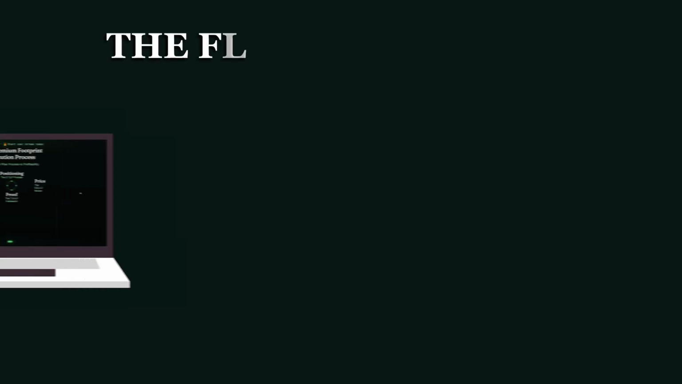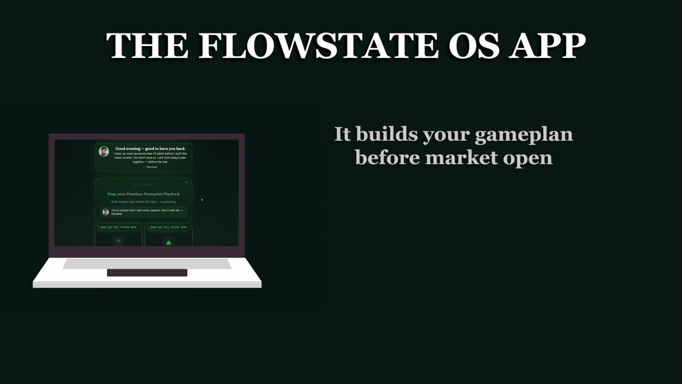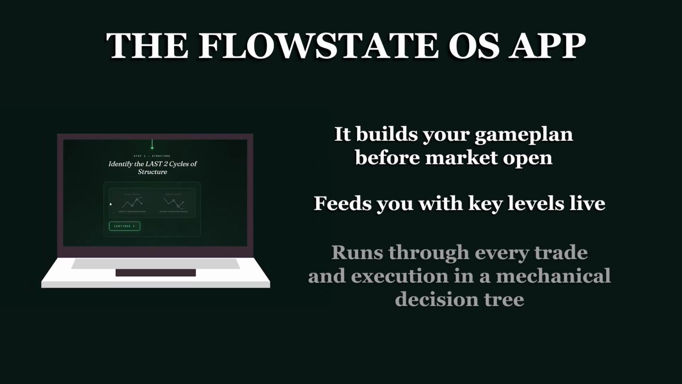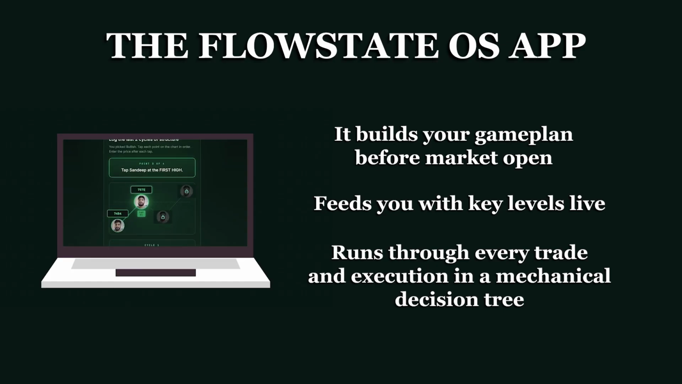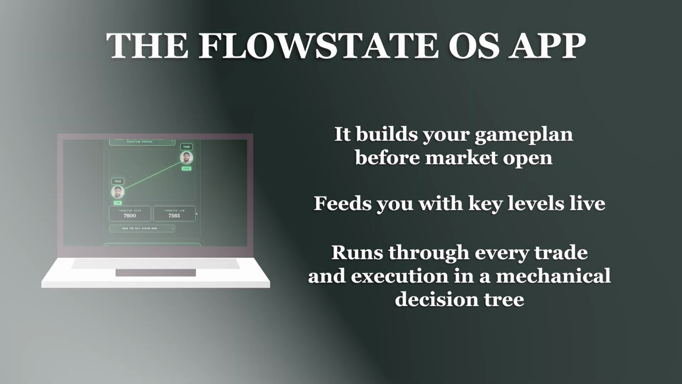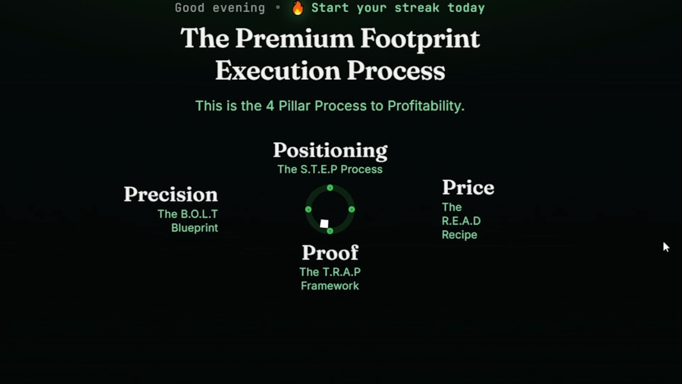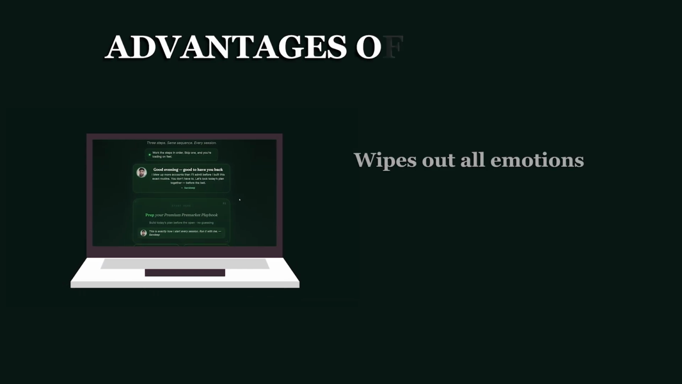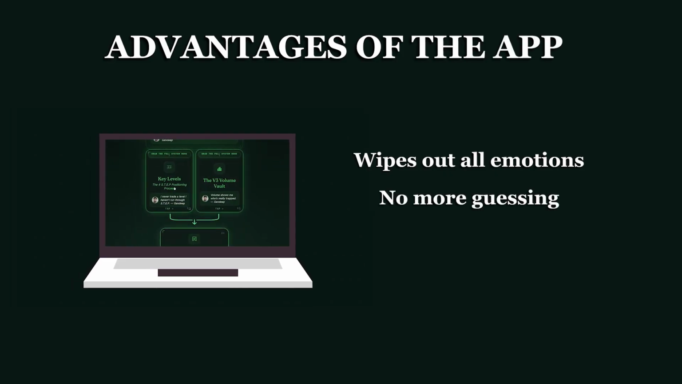That's why I built the FlowState OS app. It builds your game plan before the market even opens. It feeds you key levels live, then it runs through every trade and every execution in a mechanical decision tree. The bolt breakout blueprint, the 4-step system, the real-time read recipe. All of these wipe out emotion so there's no more guessing and no more gambling.